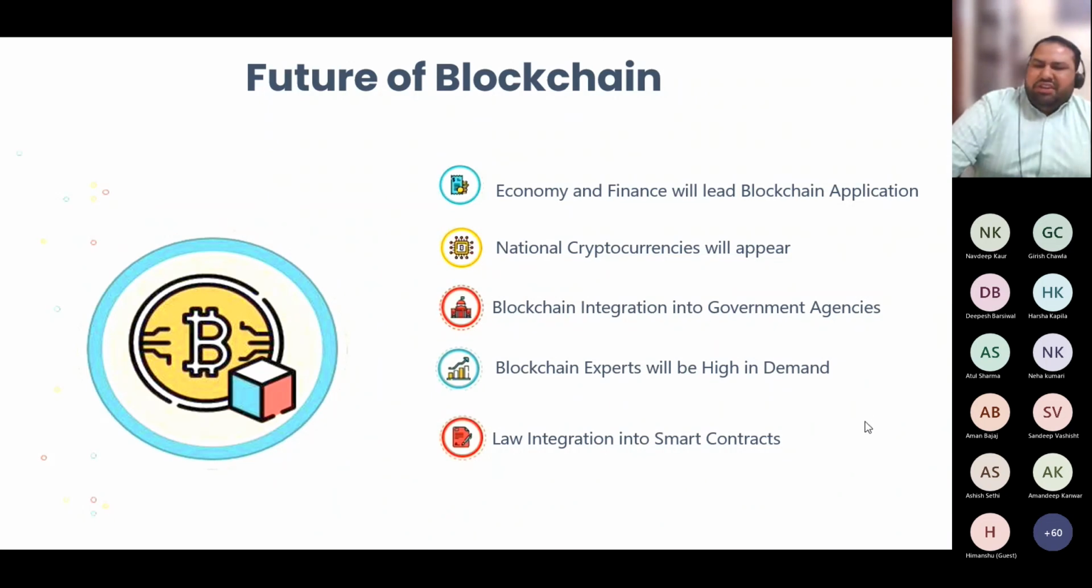And the last one is law integration into smart contracts. Currently, if I talk about India only, in India we do not have Bitcoin legalized, but there are rumors that we have legalized Bitcoin as a national currency. So legal integration is in process for that. Once that has been done, Bitcoin can be considered as a currency for India also. So these all are the concepts that I tried to cover.